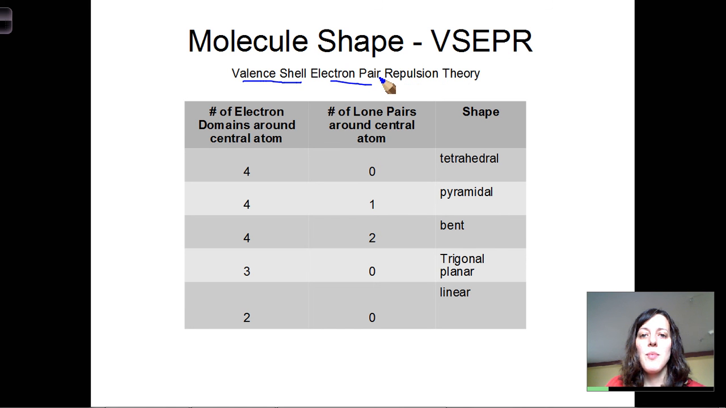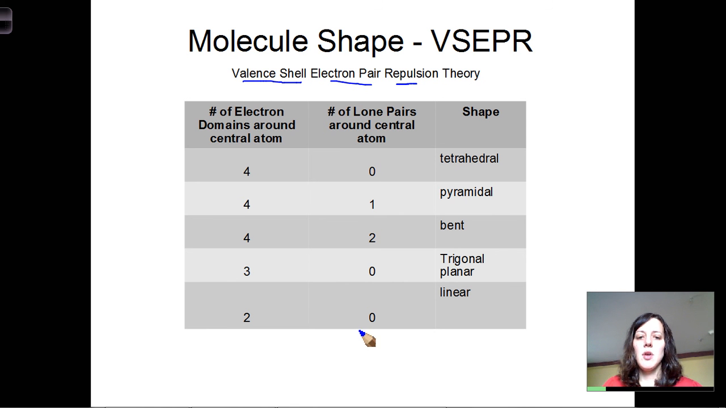And electrons, since they're all negatively charged, do repel each other. So the basis of this theory is that pairs of electrons are going to be as far away from each other as possible due to that repulsion, and that's what helps determine a molecule's shape. So in this class we have a couple of different options.